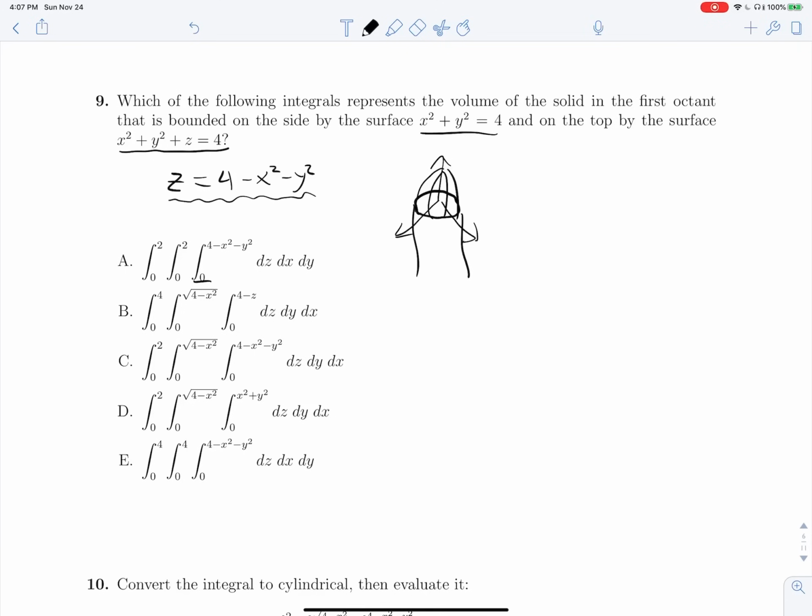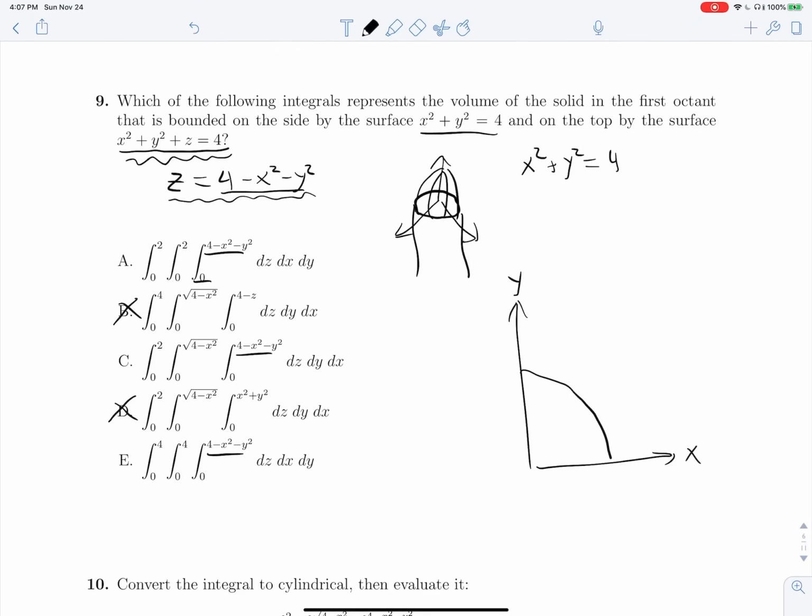We see it's going to be a downwards opening kind of paraboloid, which will be expressed by z equals 4 minus x squared minus y squared, which we see here and here and here. So these two are automatically out. And then we know that for our other two integrals, we just need the xy plane projection of this shape. So let's put our first quadrant on here. And we know that the projection of this guy can just be found by disregarding the z. So this is going to be x squared plus y squared equals 4. And that's just our circle of radius 2.